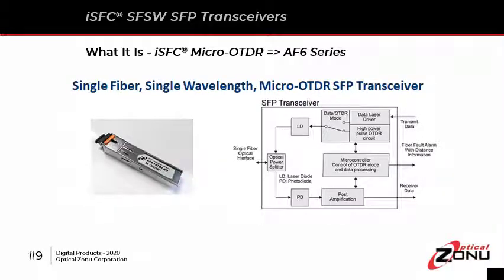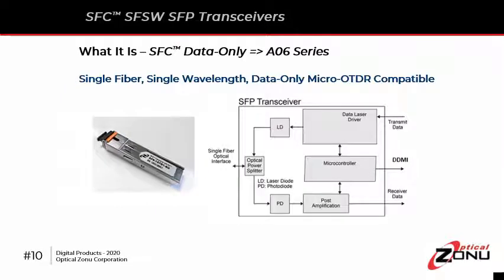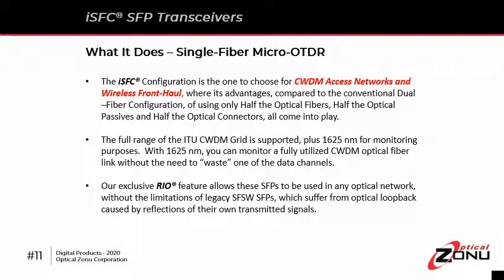Here is the functional block diagram of the SFSW CWDM micro OTDR SFP. Here is the functional block diagram of the data-only but micro OTDR compatible SFSW CWDM SFP. When linked with a micro OTDR SFP, this supports all of the available automatic features of the micro OTDR SFP. Here is a brief description of the single fiber micro OTDR SFP and how it is best deployed.